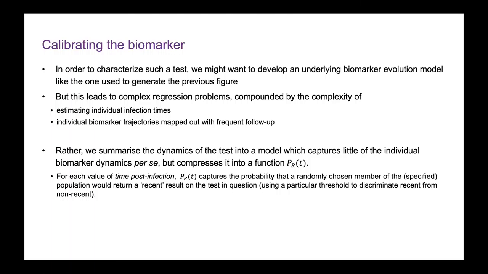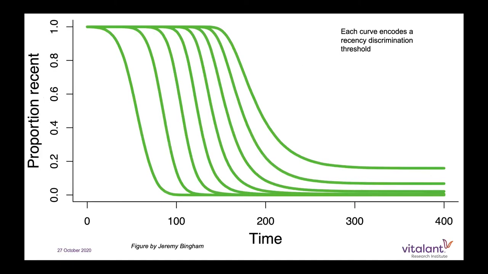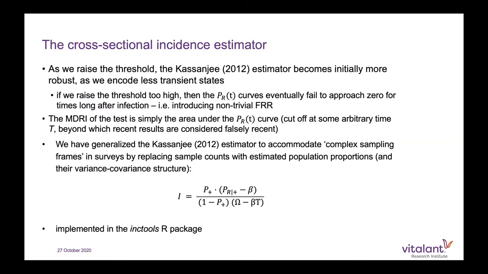And that curve gives us, for each value of time since infection, the probability that any given individual in the population will return a recent result. And those curves look like this, with each curve here encoding a different recency discrimination threshold. We are then able to fairly easily obtain the average duration of the recent state by obtaining the area under the curve for the probability of recent infection as a function of time since infection at a given threshold. So this is much easier to obtain than accurately characterizing those individual trajectories you first saw.